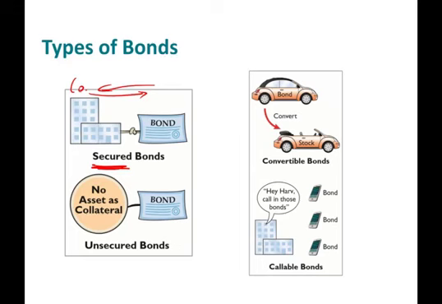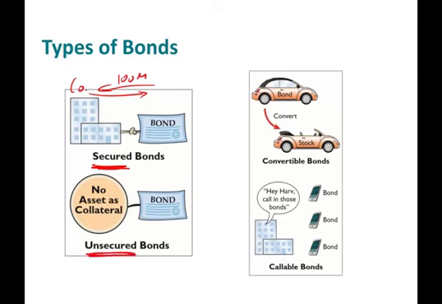Let's assume that the company is borrowing 100 million. So they give you the bond, and they would say, if we don't pay back the money, this building is collateral. Collateral means if we don't pay, you can take that building. So it's basically a mortgage. In a sense, it's a mortgage loan. This is what a secured bond is.